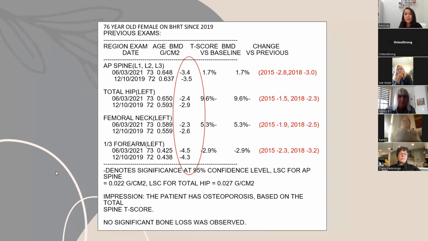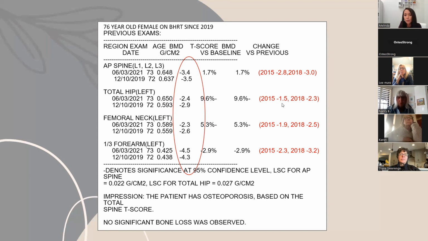Another case, this is a 76-year-old woman. She started hormones in 2019. So 72-ish when she started hormone therapy. And in 2015, let's see, she had osteoporosis here in 2015. It got worse in 2018. She started the hormones in 2019. Oh, here. So she's worse in 2019 here. And that's when she started the hormones. And then it improved in 2021.